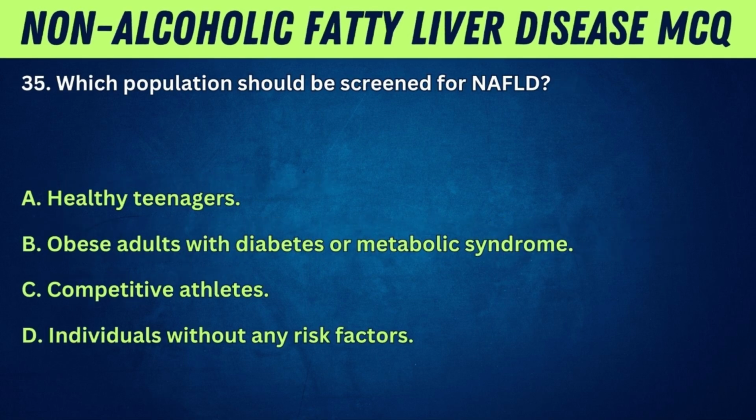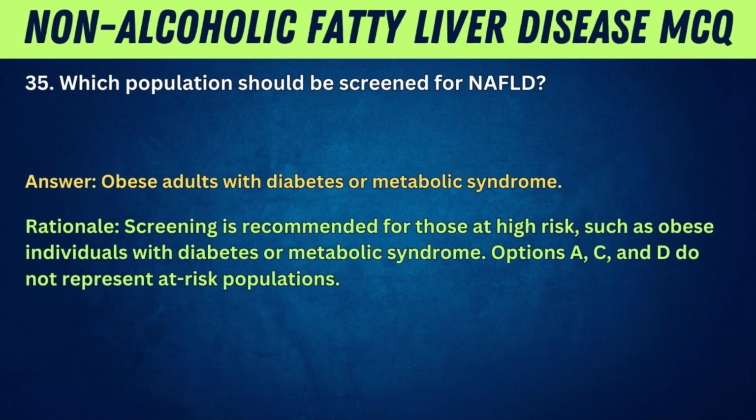35. Which population should be screened for NAFLD? A. Healthy teenagers. B. Obese adults with diabetes or metabolic syndrome. C. Competitive athletes. D. Individuals without any risk factors. Answer: obese adults with diabetes or metabolic syndrome. Rationale: screening is recommended for those at high risk, such as obese individuals with diabetes or metabolic syndrome. Options A, C, and D do not represent at-risk populations.